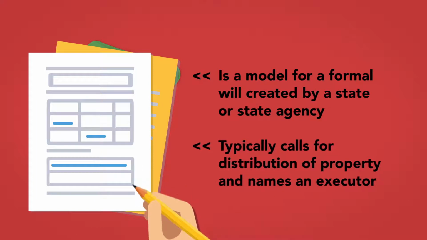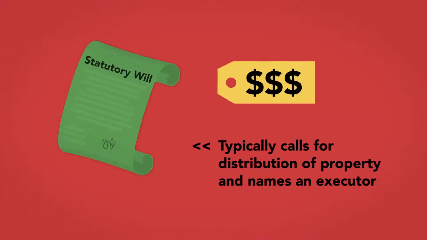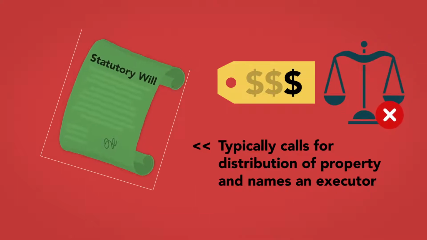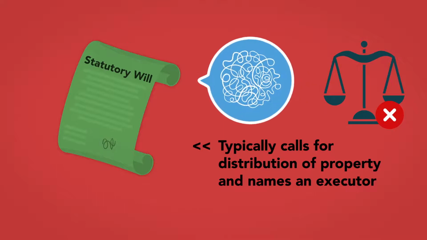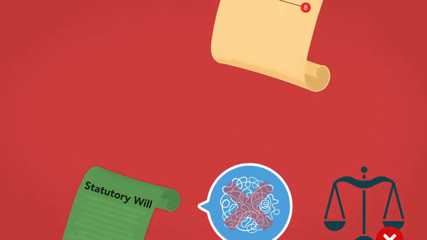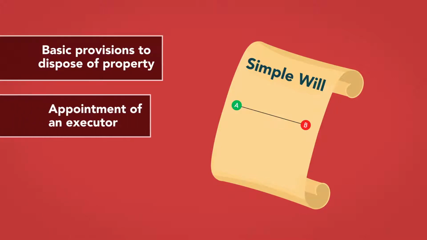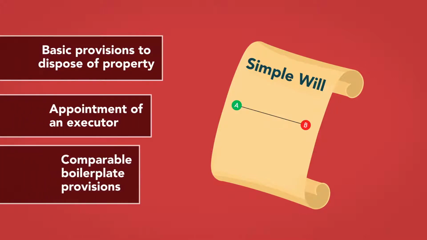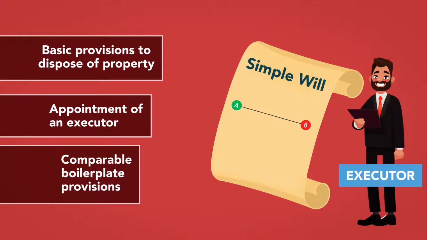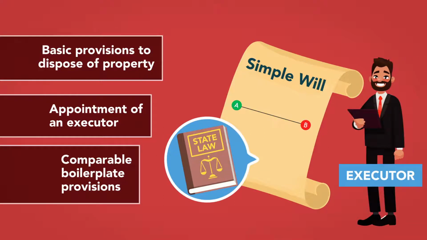It typically calls for distribution of property and names an executor. Statutory wills are cheap and easy to make. They do not generally require legal assistance, but they are inflexible and cannot accomplish complex tasks. A simple will has basic provisions to dispose of property, but little else other than appointment of an executor and comparable boilerplate provisions. The executor's duties and responsibilities are sometimes incorporated by reference to state law and need not be listed directly in the document.